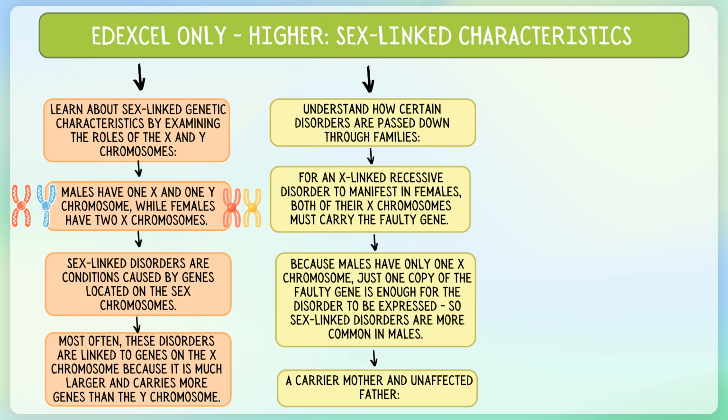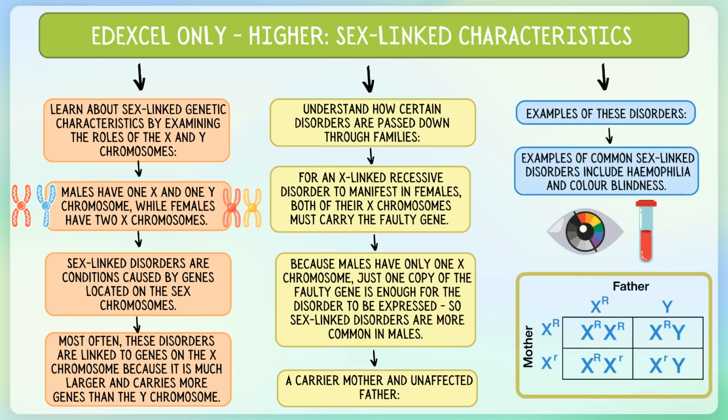We also examined how a carrier mother and unaffected father can pass on the disorder to their children, considering different combinations of X and Y chromosomes in their offspring. Examples of common sex-linked disorders include haemophilia and color blindness. Throughout the lesson, we emphasized the use of Punnett squares to predict the likelihood of offspring inheriting these disorders, and how this tool can help understand the inheritance patterns of sex-linked genes.